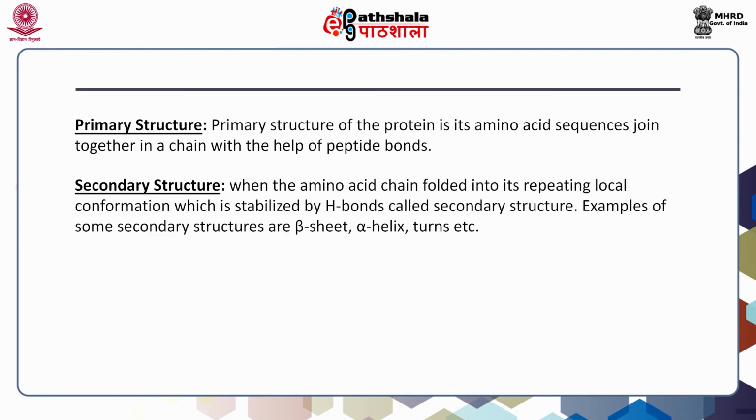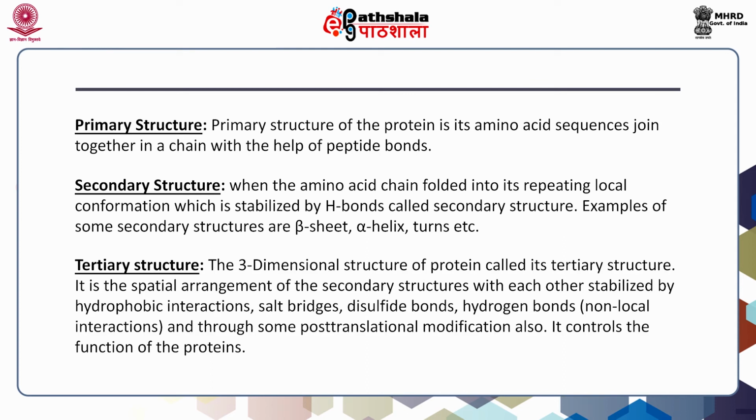Secondary structure. When the amino acid chain folds into its repeating local conformation, which is stabilized by hydrogen bonds, it is called the secondary structure. Examples are beta sheet, alpha helix, turns, etc. Tertiary structure. The 3-dimensional structure of the protein is called the tertiary structure. It is the spatial arrangement of the secondary structures with each other, stabilized by hydrophobic interactions, salt bridges, disulfide bonds, hydrogen bonds, and also through some post-translational modifications. It controls the functions of the proteins.